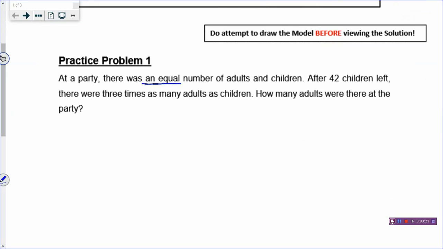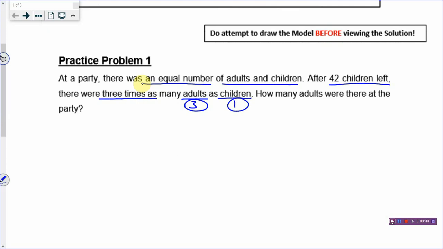At a party, there was an equal number of adults and children. Immediately, equal concept. In 2019, I taught you about how to draw a model with equal concept, so you have two rectangles that are identical. Now, after 42 children left, there were 3 times as many adults as children. So you have adults, which is 3, and the children has 1. So this is a before and after problem.